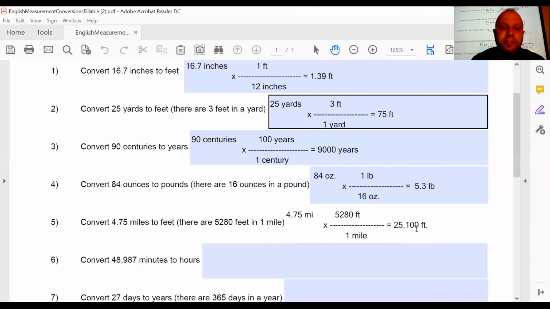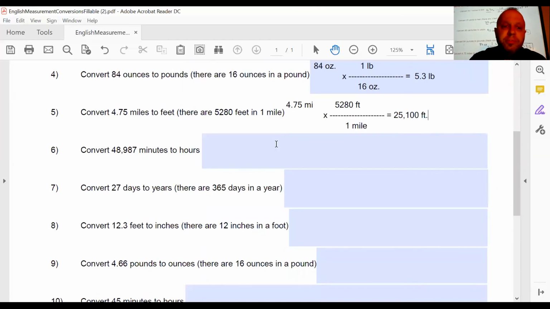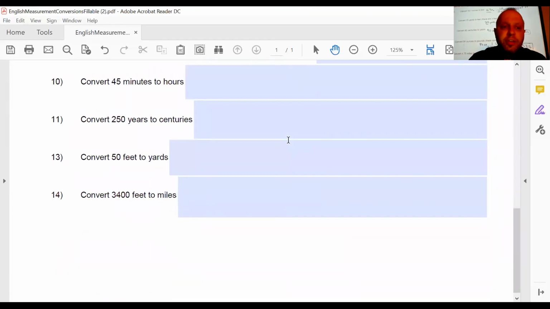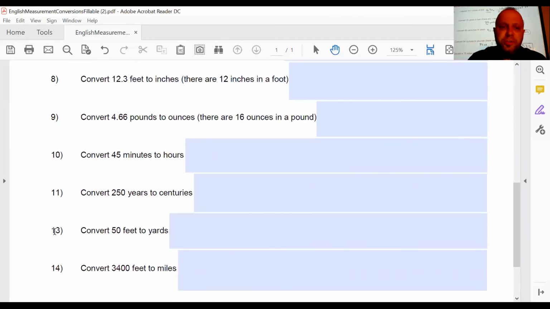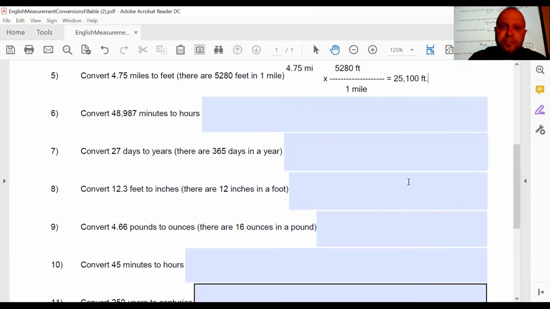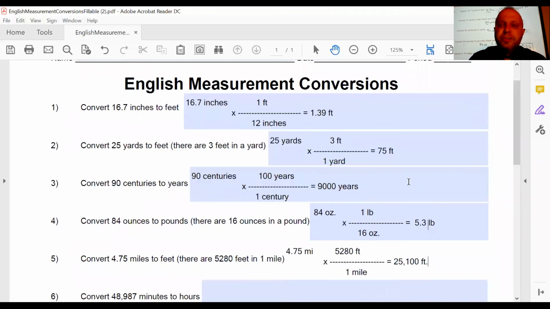Okay, so your homework assignment is to finish these problems, numbers 6 all the way up to 14. Don't know why I skipped number 12, but don't worry about it. So numbers 6 to 14, I would like you to finish, and then please submit that on Schoology.